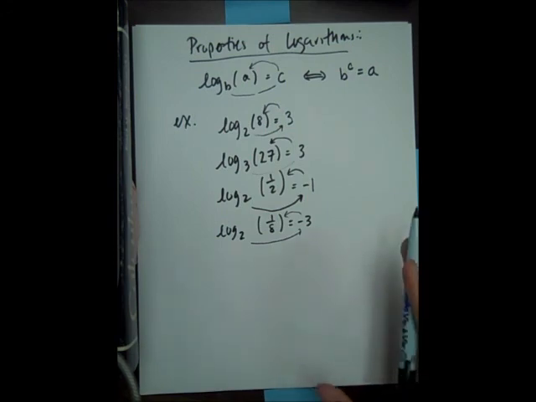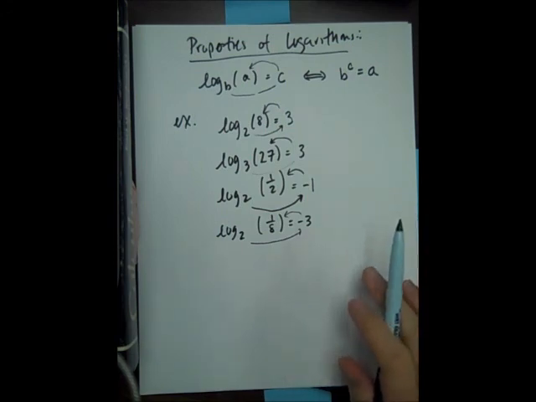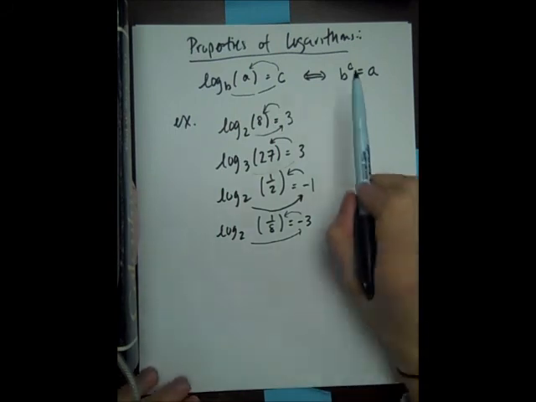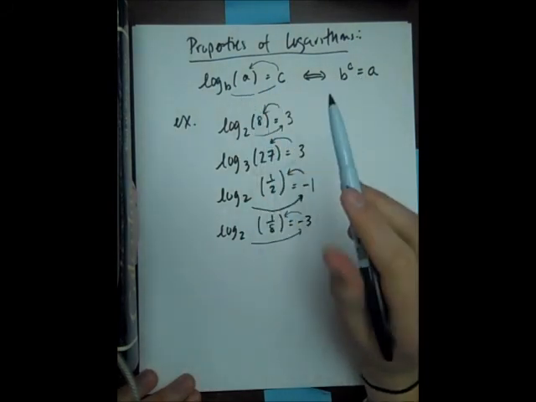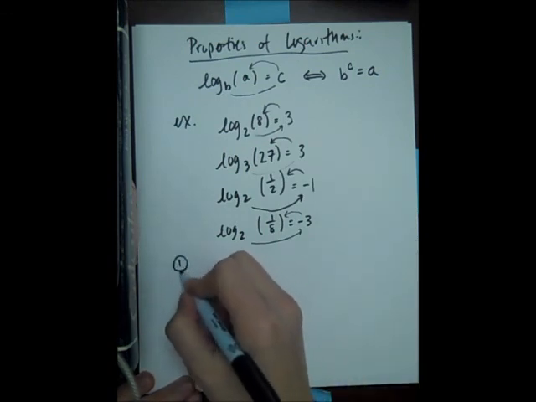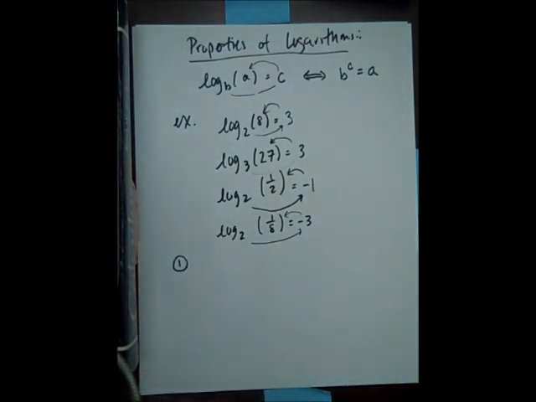So that's what a logarithm is. A logarithm is the inverse of an exponential. So you say here's an exponential, and a logarithm is kind of going in the opposite direction. Different properties that we're going to go through. We're going to go through 6 of them.